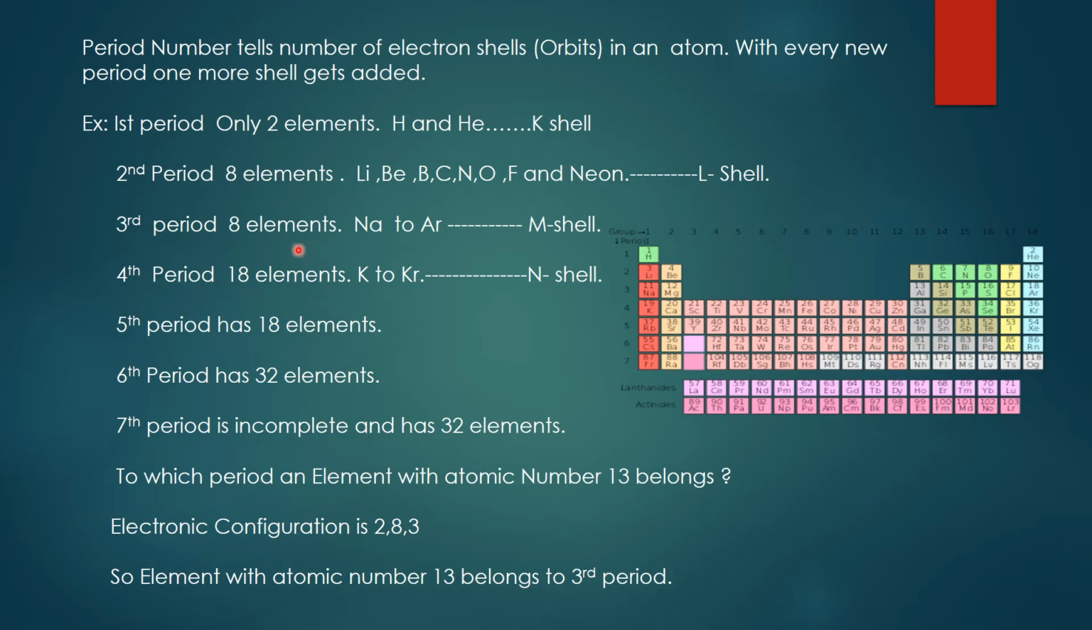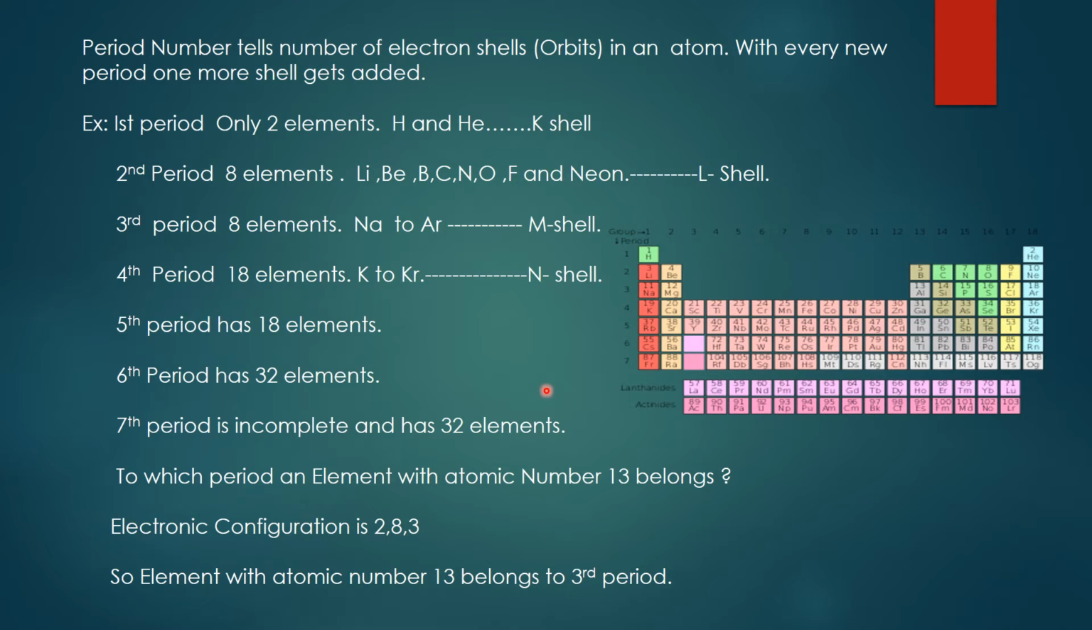Next, come to the third period. In the third period, 3 shells are there: K, L, M. The third period has 8 elements, sodium to argon. And the fourth period has 18 elements, potassium to krypton. The N shell starts when the principal quantum number n is equal to 4. So K, L, M, N. In the fourth period, 18 elements are there, from potassium to krypton. The fifth period has 18 elements. The sixth period has 32 elements. The seventh period is incomplete and has 32 elements.